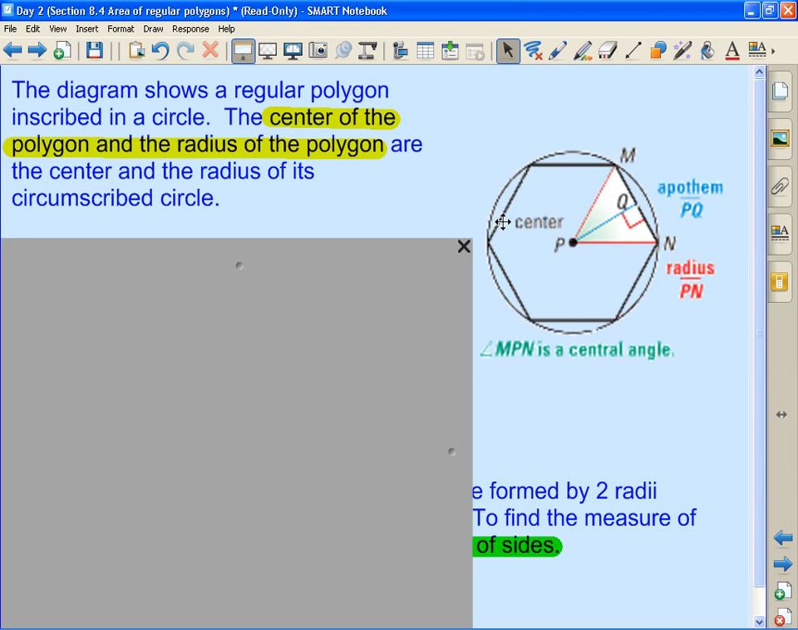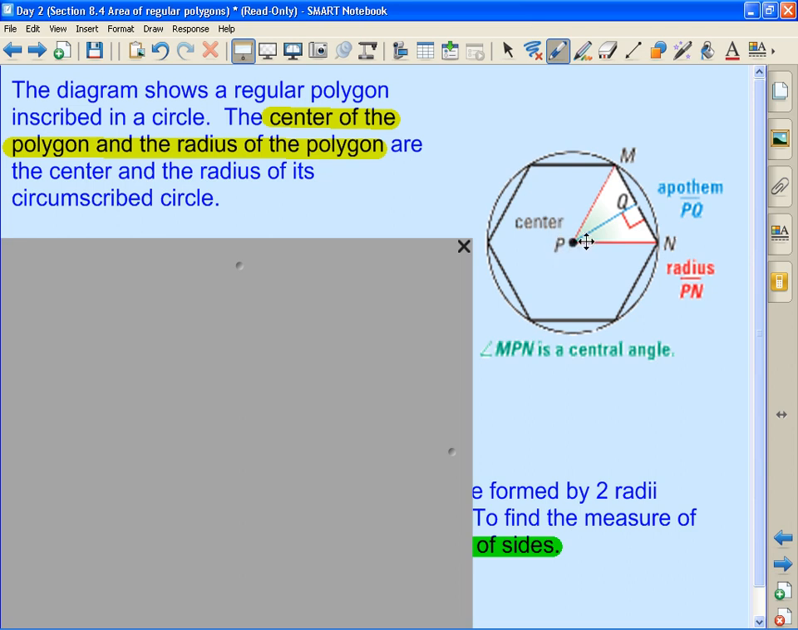It most likely won't be drawn inside a circle when you see these in examples and in practice problems, but they're just trying to illustrate that the center of the polygon is also the center of a circle that would touch each vertex. So the center is point P in this case.